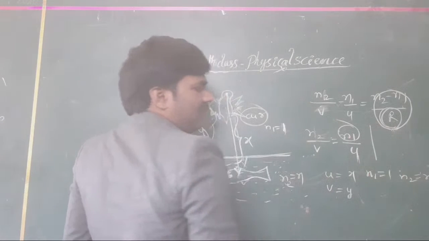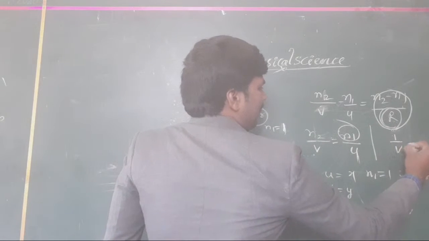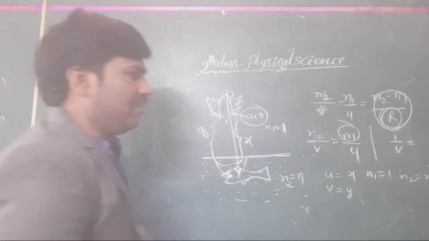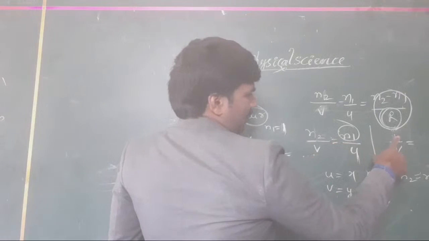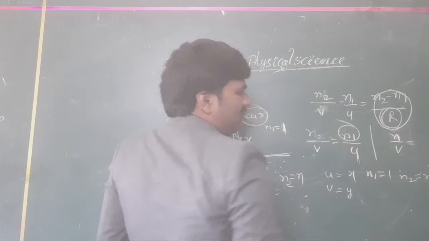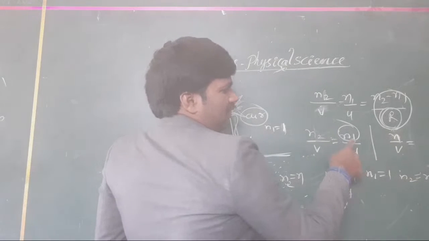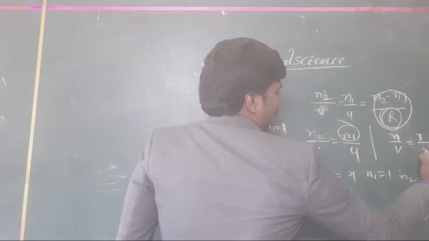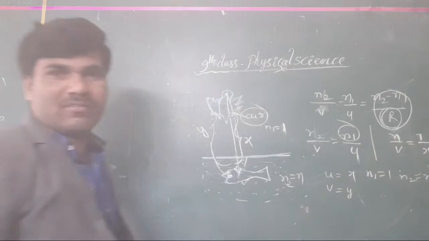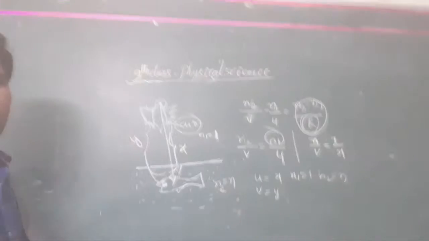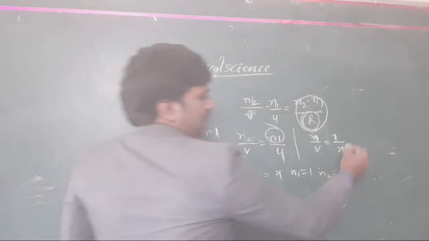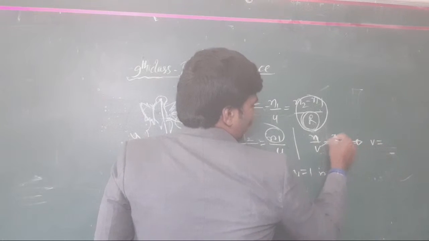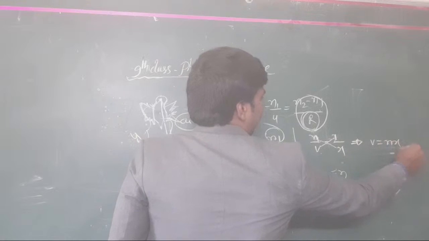These values are substituted in this formula. What will we get? 1 by v is equal to... what is the n? N by v is equal to, what will we get for u? 1 by x. Clear or not, all of you? Now automatically it becomes, which implies, by cross multiplication, v is equal to n into x.